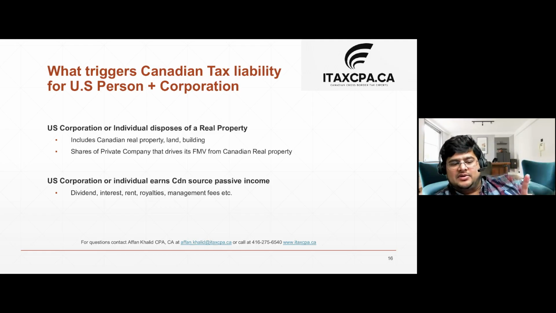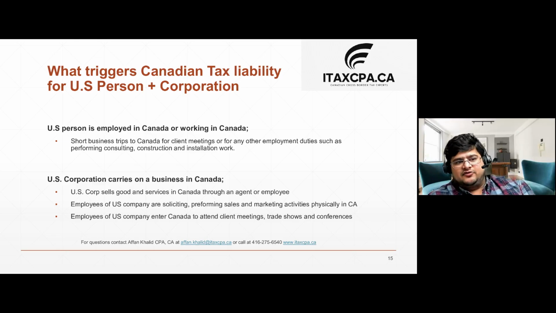Maybe one thing that I will clarify from my previous slide is that individuals earning Canadian source employment income and working in Canada for however many days, in the absence of a waiver, US individuals have to file a T1 tax return, which is similar to the 1040. Corporations doing business in Canada, in order to claim the treaty exemption, have to file a corporate tax return. It's also referred to as a treaty-based tax return.